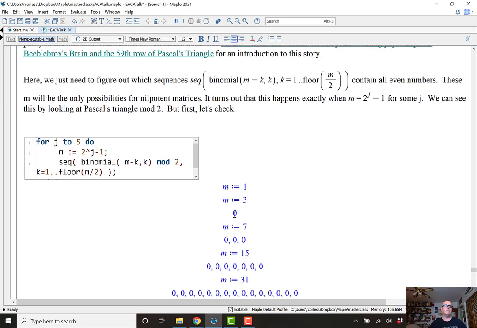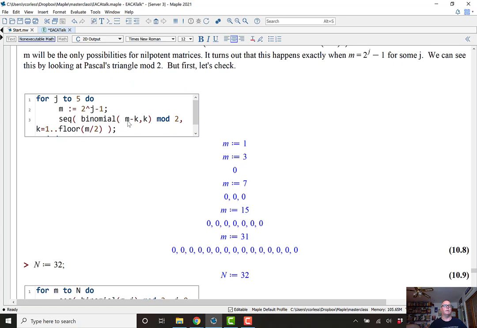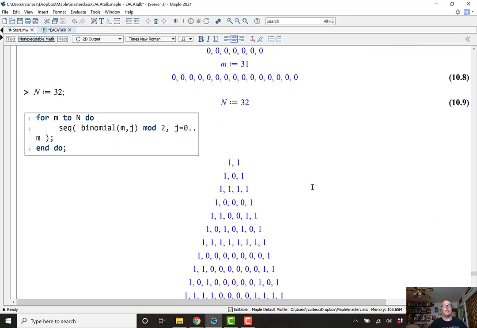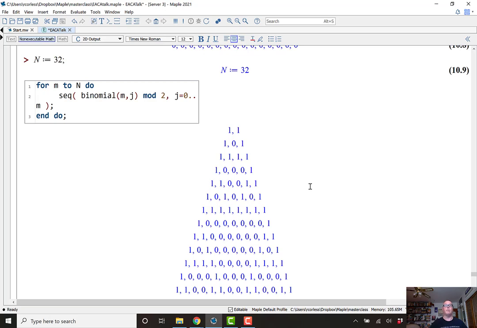So here's just trying them all out. I take binomial m minus k, k mod 2, as k goes from 1 to the floor of m over 2, and I get all these zeros here. So this shows right up to m equals 31 that at least the theorem is true. Now, let's do something that we know.